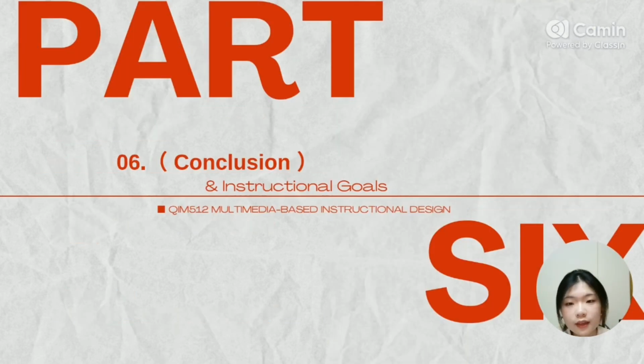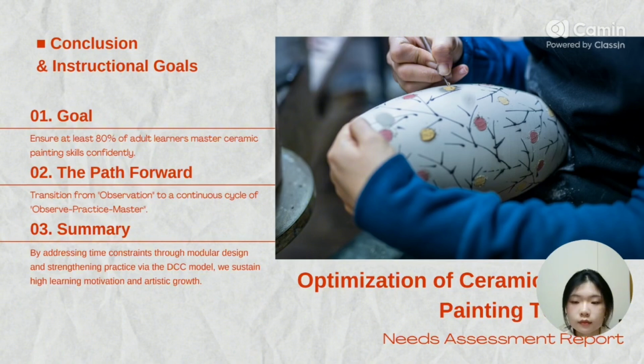In the end, let's look at the conclusion and instructional goals. In conclusion, our goal is to ensure that 80% of adult learners can confidently master ceramic painting. By moving from observation to a cycle of practice and mastery, we turned a difficult craft into an accessible skill.